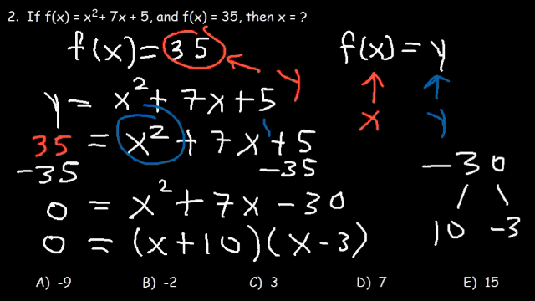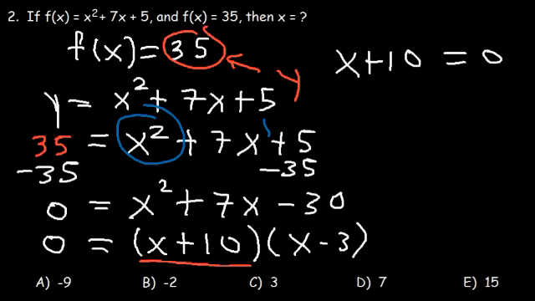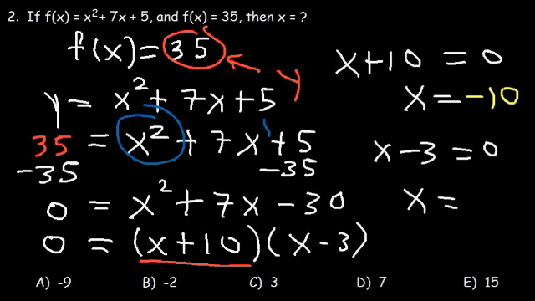So now, what we need to do is set each one equal to 0. So if we set the first factor equal to 0, x plus 10 equals 0, we could subtract both sides by 10, so x is equal to negative 10. So that's one possible answer. The other answer, x minus 3 is equal to 0. If we add 3 to both sides, x is equal to positive 3. So out of all the answers that are listed, 3 is the right answer. Answer choice C. So that's it for this problem.